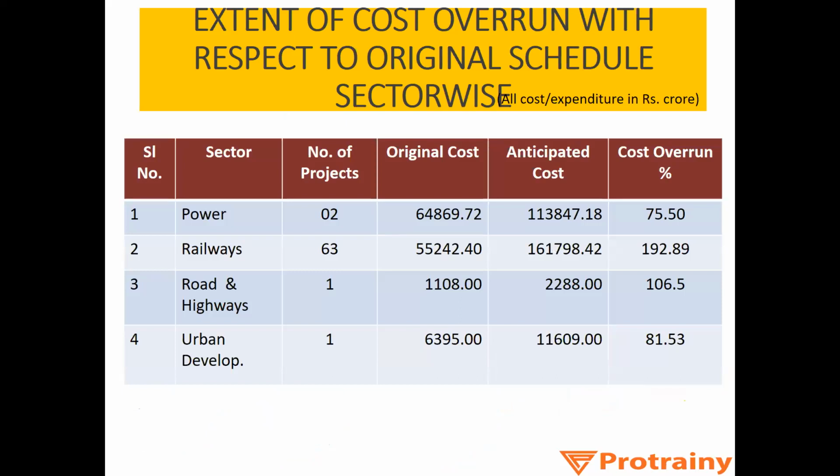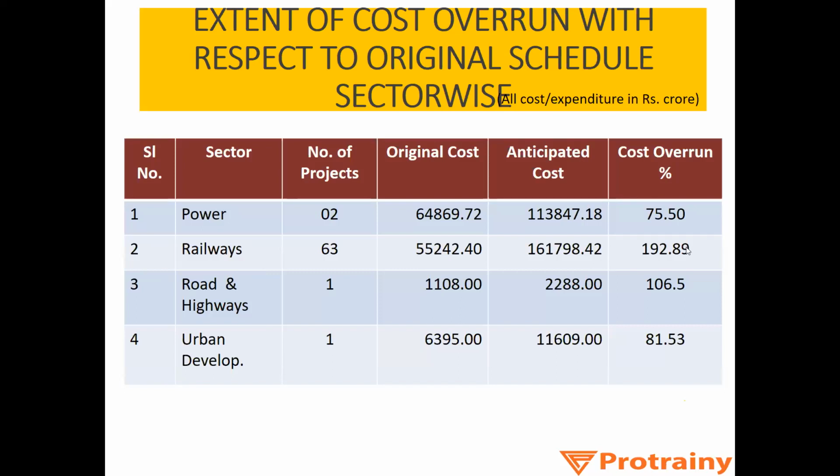So this is the status of what happens throughout the world. In case of power projects, it was seen that there was a cost overrun of 75%. That is, if this was the original cost, the budget they had prepared, by the time they completed the project, this was the actual cost: a 75% cost overrun of your budget. In railway projects throughout the world, it generally happens, 192% cost overrun.